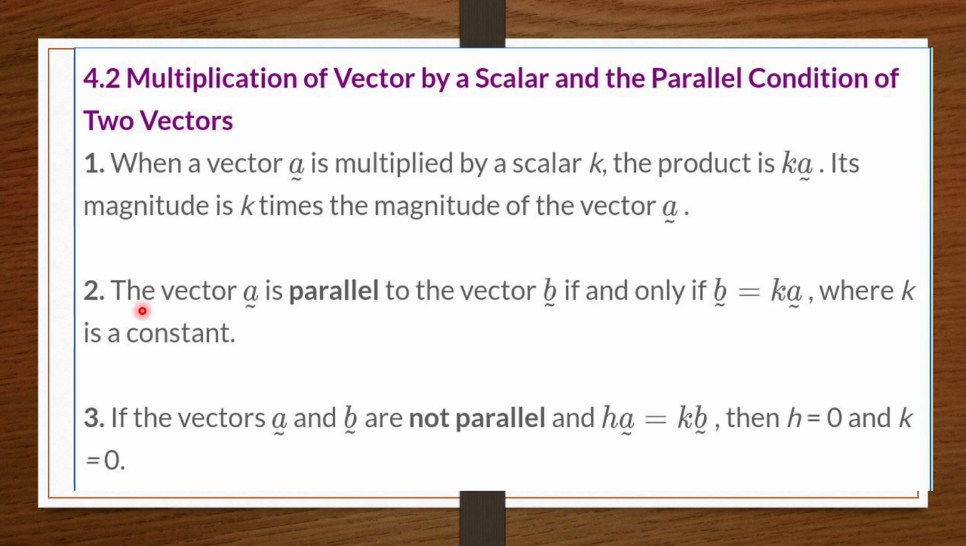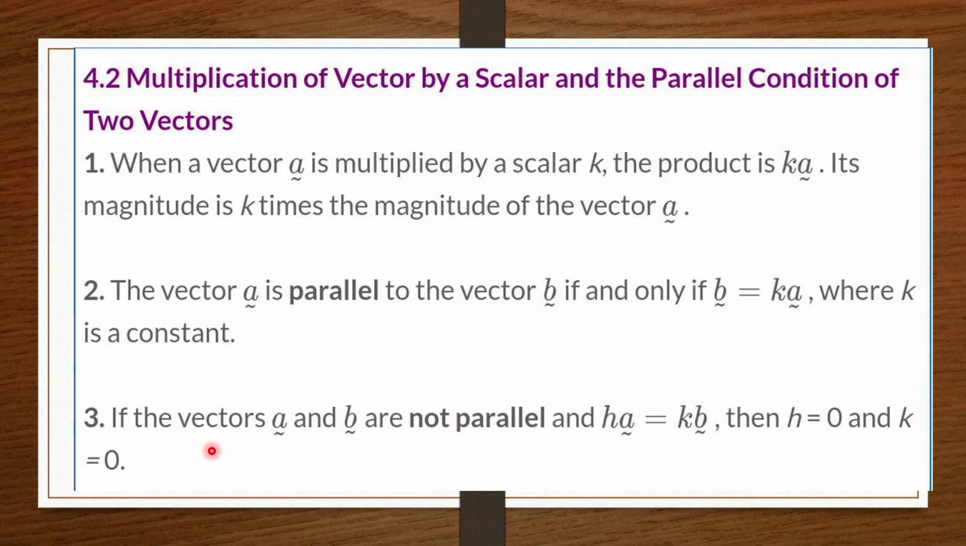Number 2. The vector a is parallel to the vector b if and only if b equals ka, where k is a constant. In some cases, lambda is used instead of k. Remember, if a is parallel to b, it can be written as b equals ka or a equals kb.